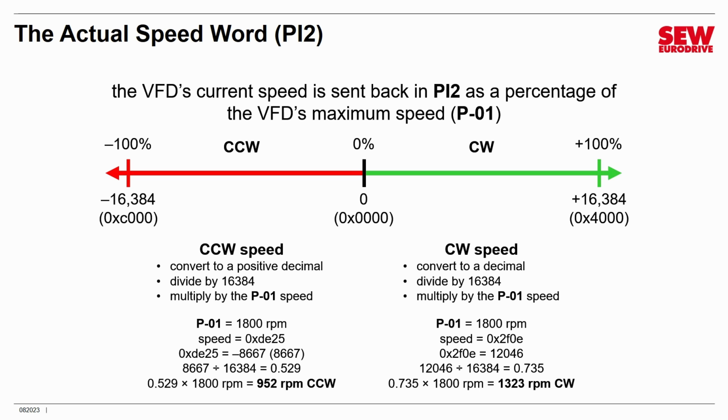And if the VFD sends back DE25, that's a negative number, you convert it to a positive number, which is 8,667. You divide it by 16,384. It's 0.529, so you're turning at 52.9% the maximum. If you multiply that by 1,800, you'll find you're turning at 952 RPM counterclockwise. So that is what either you have to do or your PLC program has to do if you want your speed in RPM.